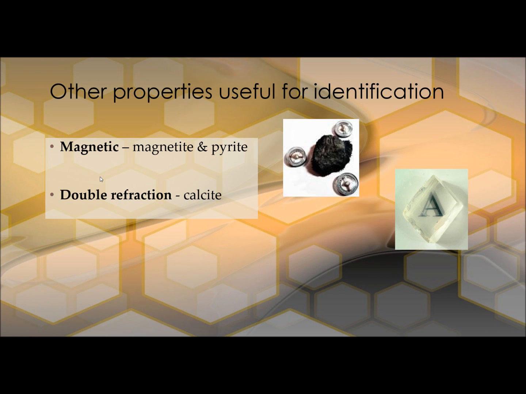Other properties we use to identify minerals include magnetism. If it's attracted to a magnet or messes up a compass, then it must have some iron in it, so it's magnetite or pyrite. If when you put it over letters it creates this doubling look, that's called double refraction, and that is a sign of calcite.